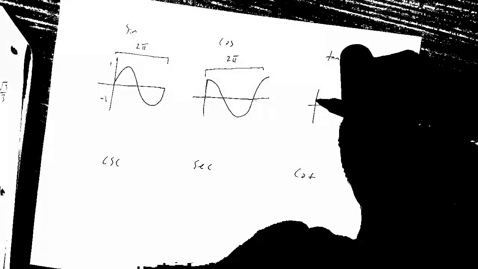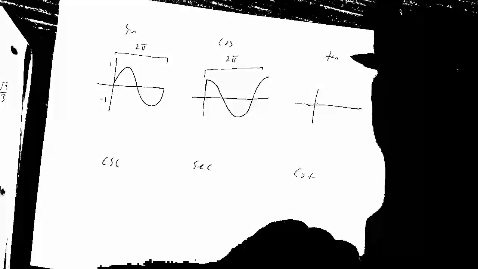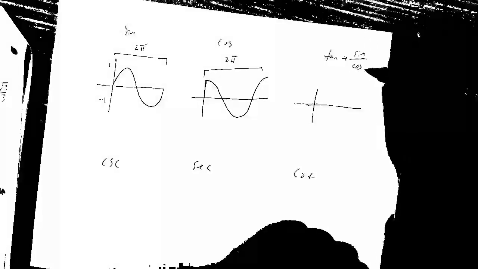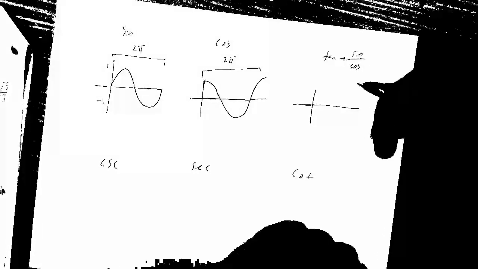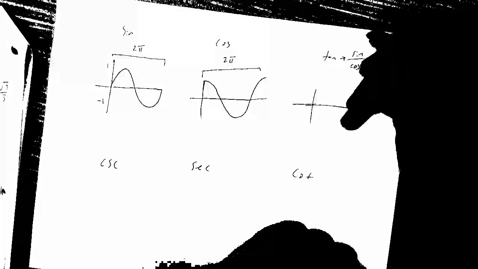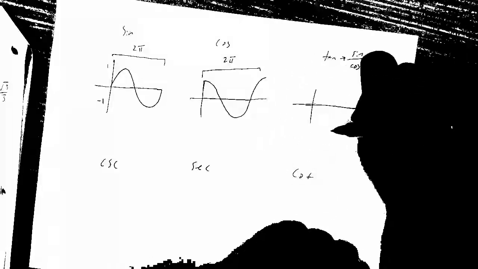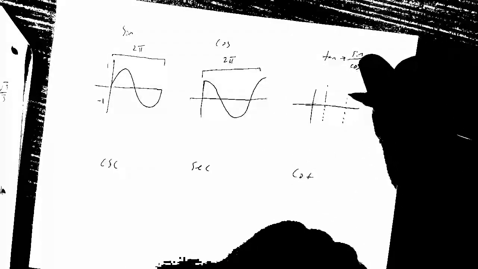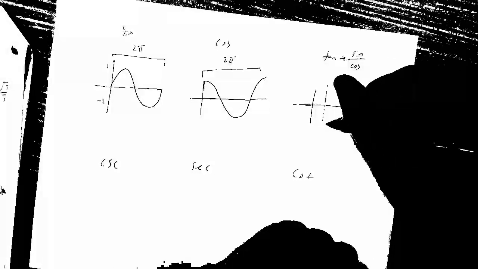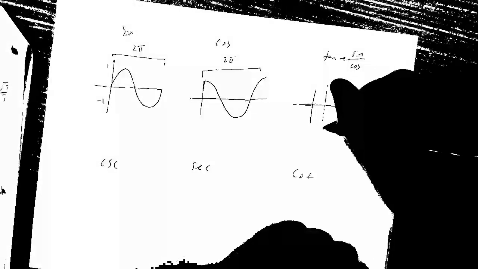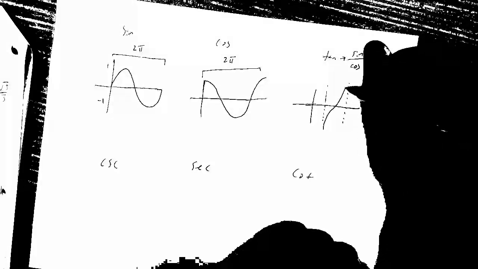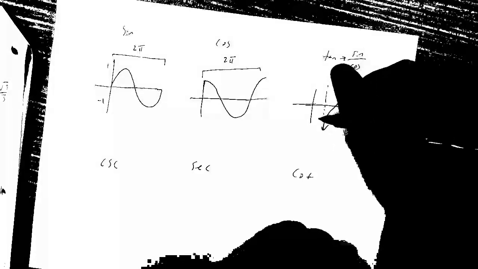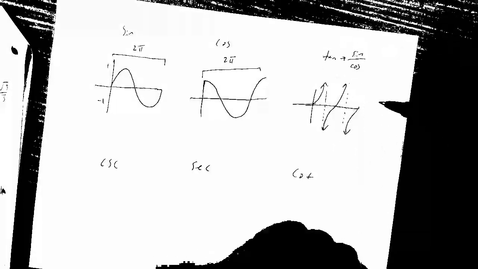How does tan look? Well, tangent is, don't forget, sine over cosine. So whenever the bottom is 0, you're going to have a vertical asymptote. So you ask yourself, when is cosine 0? That happens at pi over 2 and 3 pi over 2. And then in between these asymptotes, we increase. It kind of creates this S shape. Like that.